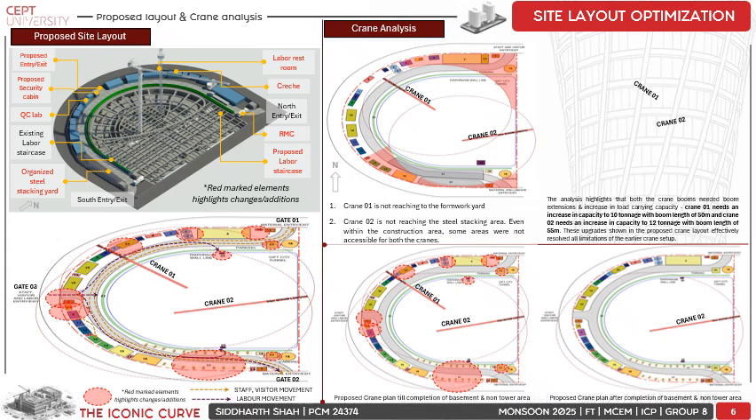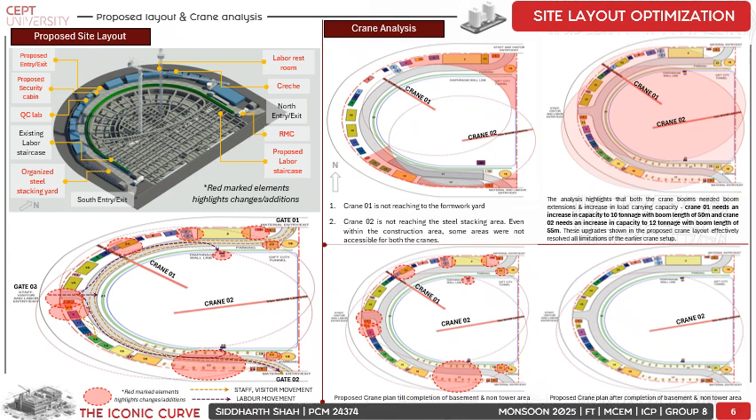So coming on to the crane analysis, we carefully observed how the crane was used at the site, and we concluded that crane 1 is not reaching the shuttering yard, and crane 2 is not reaching the steel stacking yard. To address these shortcomings, we have also provided proposed cranes.